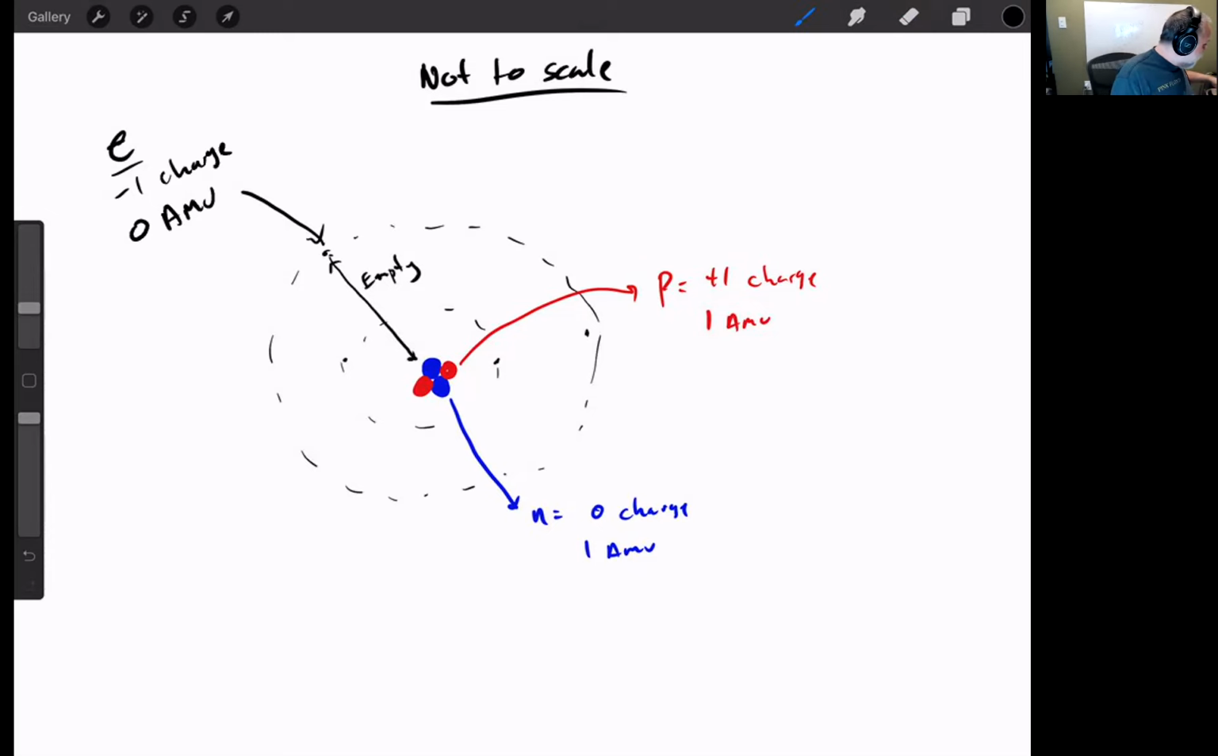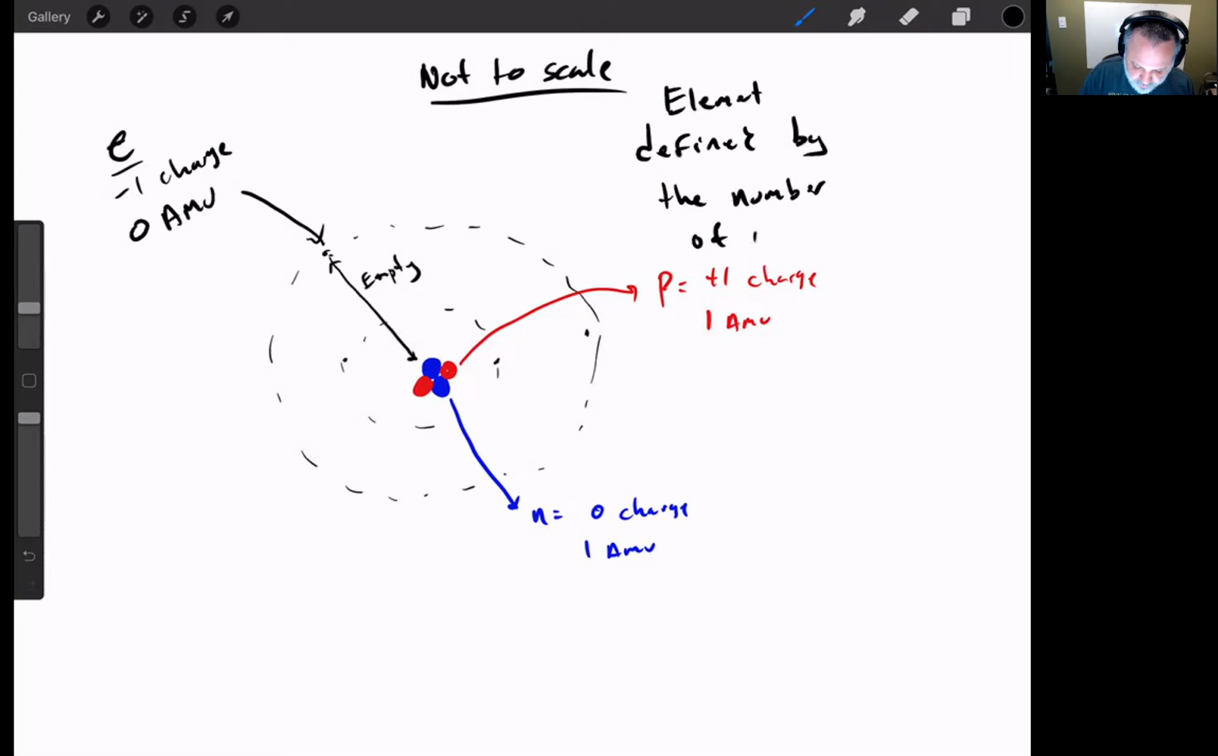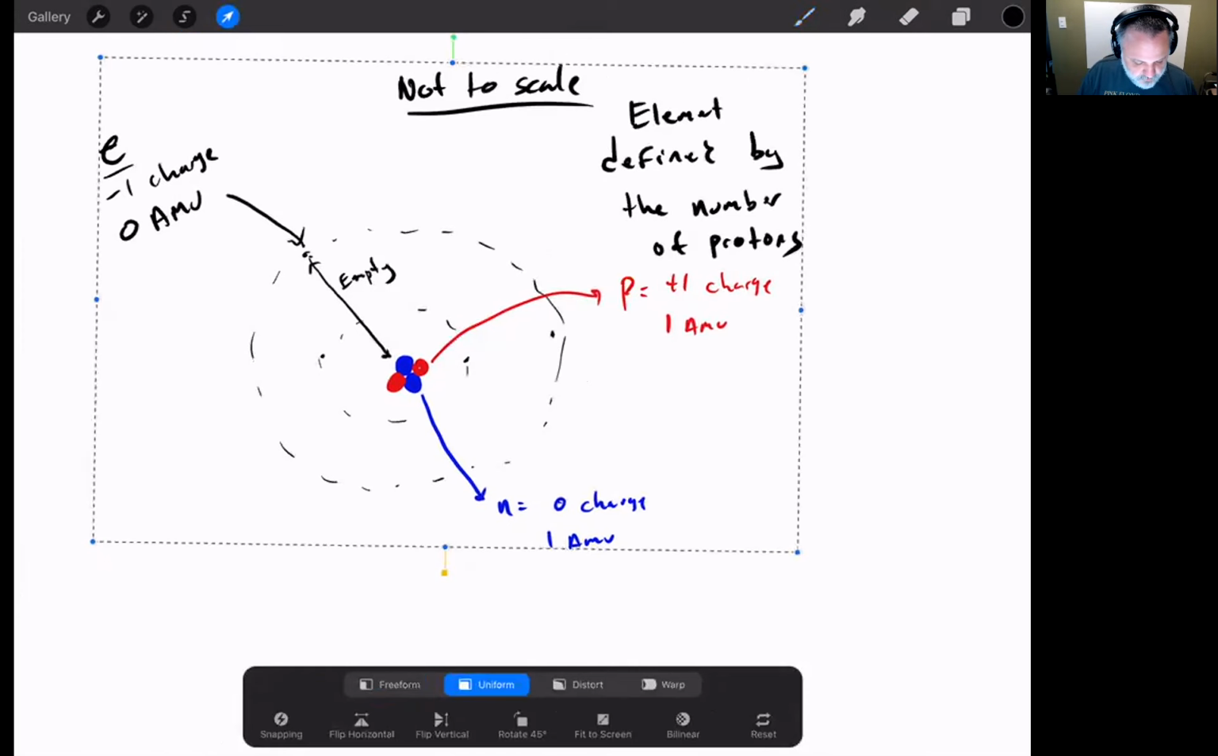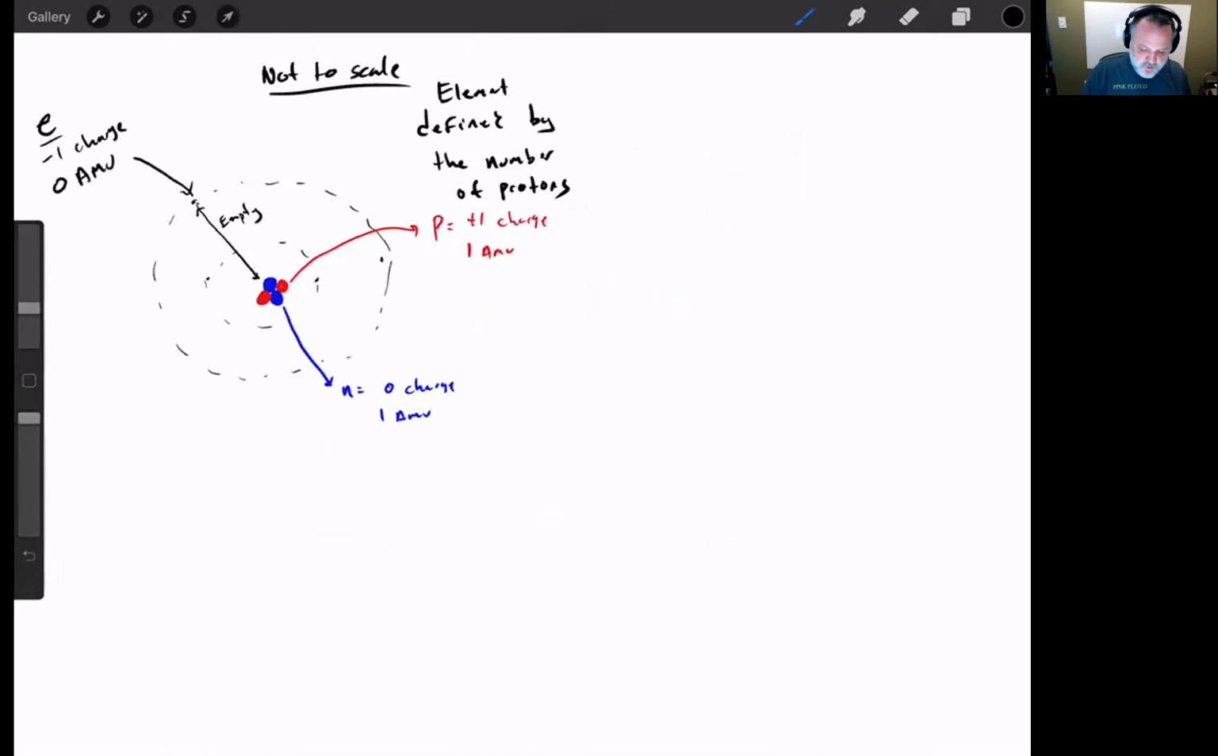Okay, we talked about the properties of protons, neutrons, and electrons. We talked about their charge, and we talked about their masses, and we also talked about how an atom is defined based on the number of protons. So let me give you an example. Here's the example that I want to give you. Carbon has 6 protons.